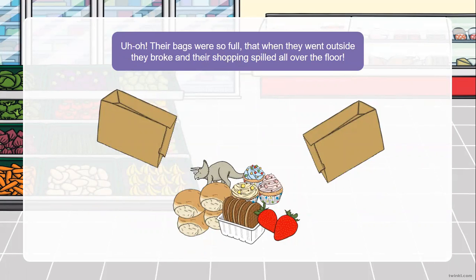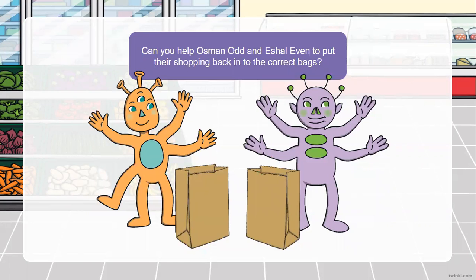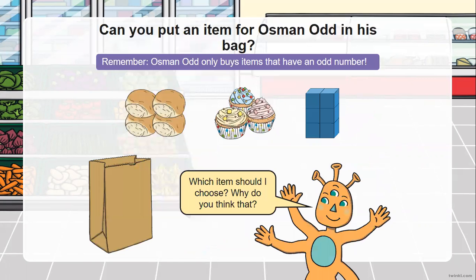Oh, their bags were so full that when they went outside, they broke and their shopping spilled all over the floor. Can you help Osman Odd and Aishal Even to put their shopping back in the correct bag? Let's see.